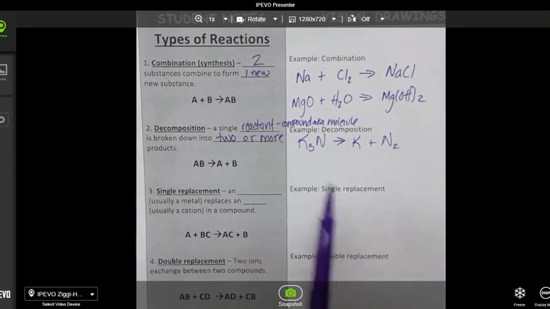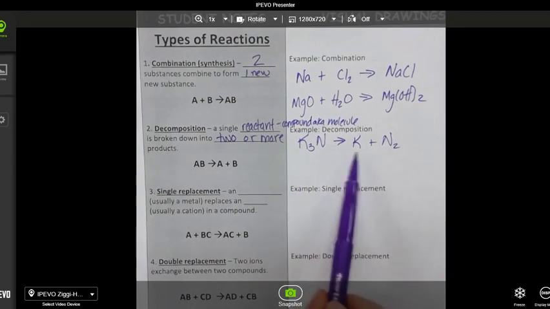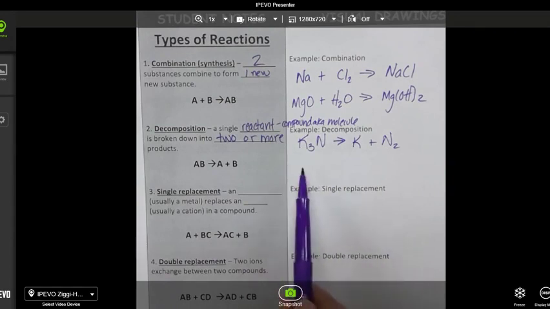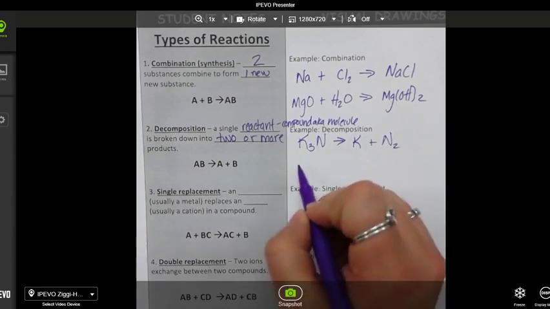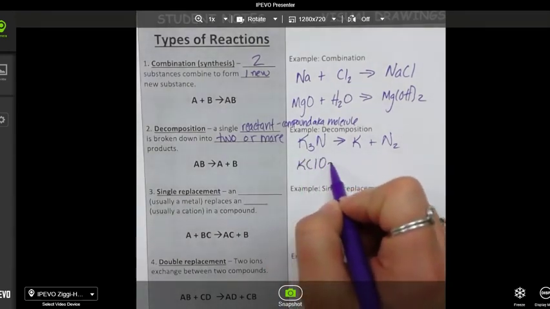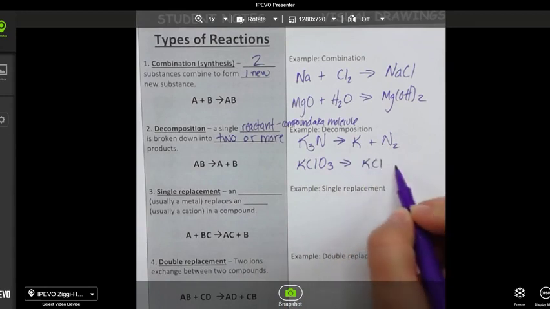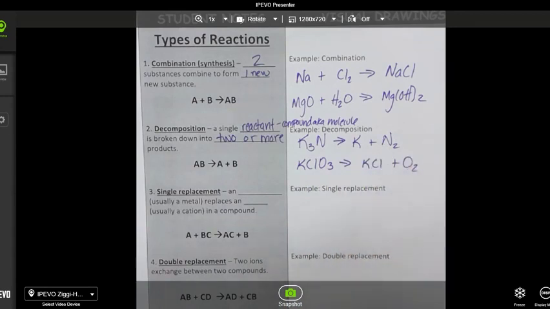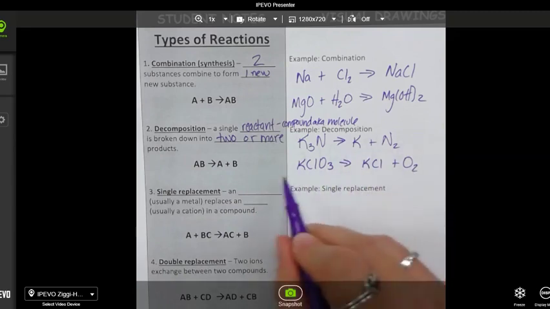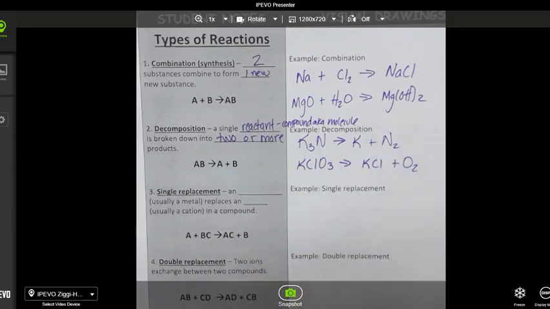Again, it doesn't have to be one molecule splitting up into individual atoms or their smaller pieces. It could be a large molecule splitting up into more molecules. So it could be something like KClO3 breaking down into KCl and O2. Now again, these are not balanced. You will have to eventually go in and balance them, but I'm not going to spend the time on doing that right now.